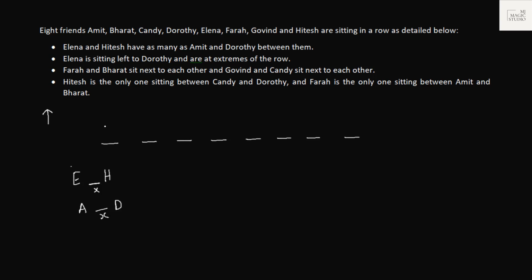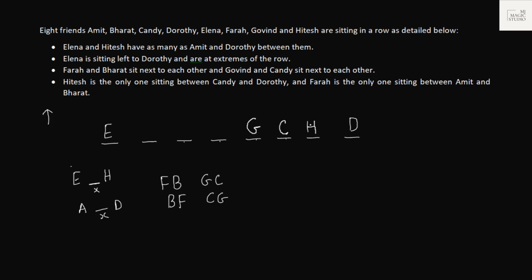So Elena should be here, left of Dorothy, and they are at the extremes of the row. So here we can have H, then here we can have A, something like that. Farah and Bharat sit next to each other, so FB or BF would be sitting together. And Govind and Candy sit next to each other, so it would be GC or CG. Hitesh is the only one sitting between Candy and Dorothy. So now Dorothy's place is fixed. Here we should have Hitesh, and here is C. Now G and C are sitting together, so here we should have G.